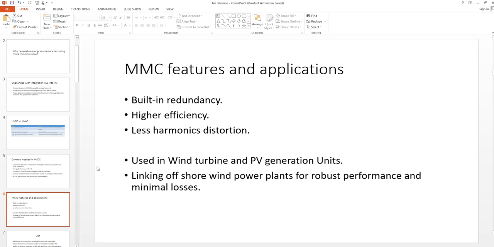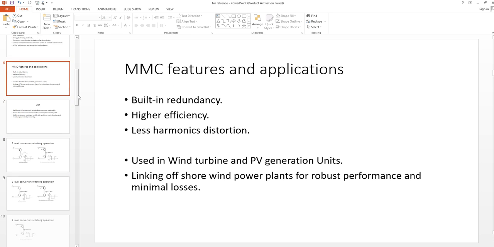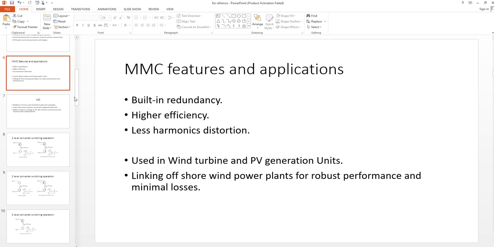Okay, so these are some of the advantages of MMC, but we have to look at other types of converters that we have been using in the past, and see what were the advantages and disadvantages of using those converters. So we have to compare the different types of topologies available in the market. Let us first discuss what a voltage source converter is.